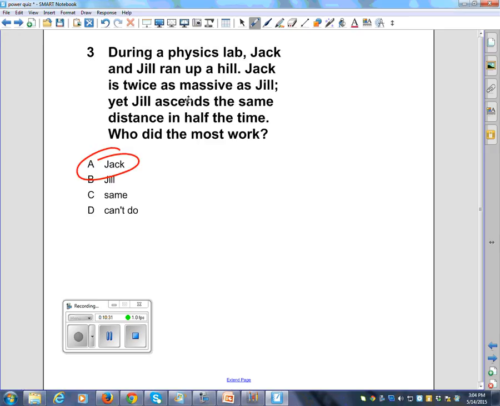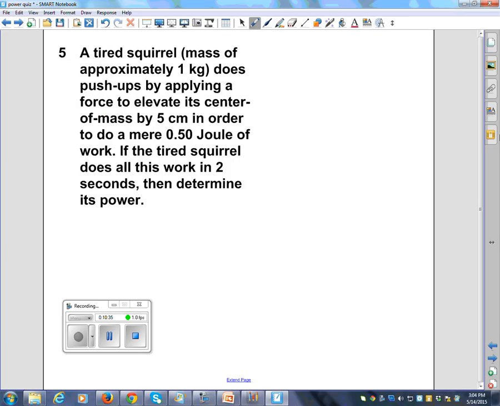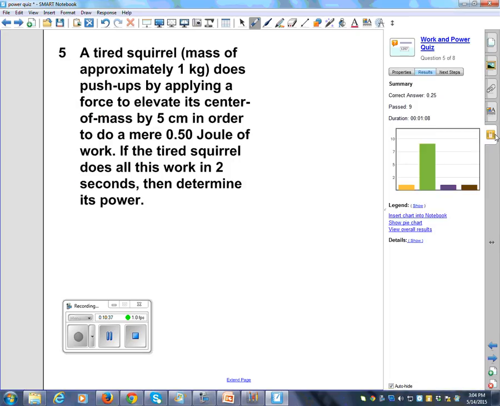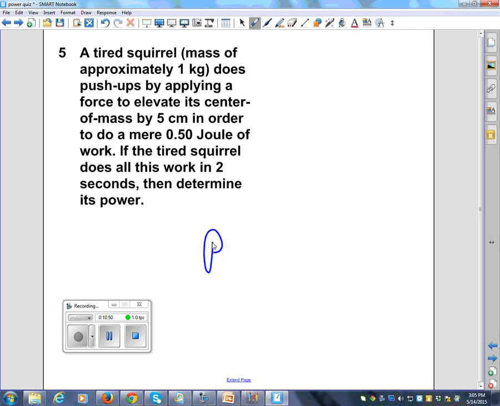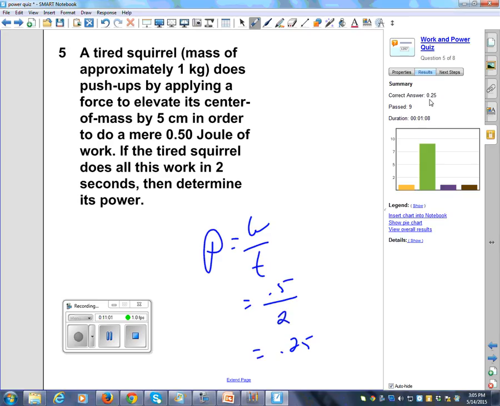A tired squirrel of mass approximately 1 kilogram does push-ups by applying a force to elevate its center of mass by 5 centimeters in order to do a mere 0.5 joules of work. If the tired squirrel does all this work in 2 seconds, determine its power. Power is work over time, so 0.5 joules over 2 seconds. 0.25 watts, I think, right? Yes, 0.25.